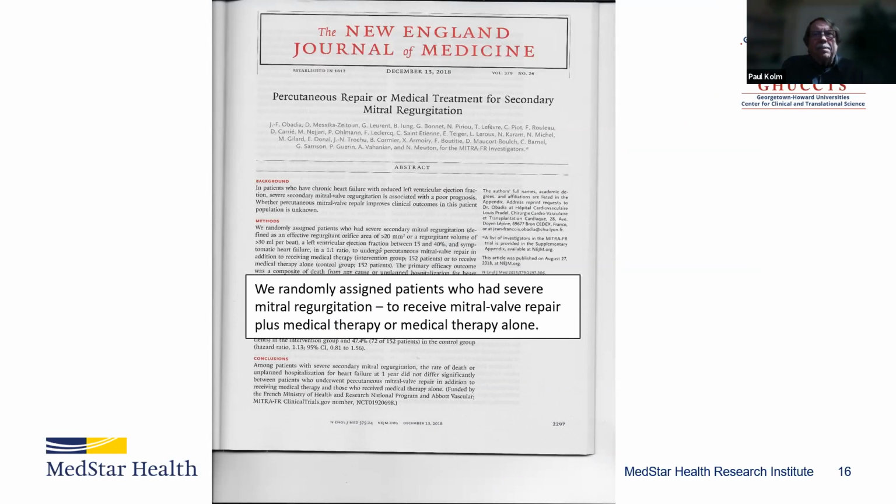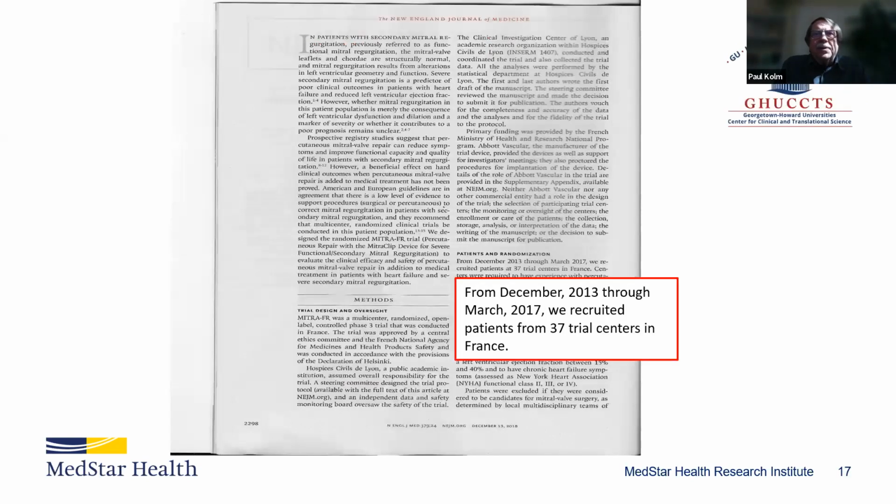Their design here is a randomized trial. They randomly assigned patients who had severe mitral regurgitation to receive mitral valve repair plus medical therapy, or just medical therapy alone. So that's our basic design as a randomized clinical trial. And they recruited patients for almost 4 years, 2013 to 2017, from 37 different centers or institutions in France.